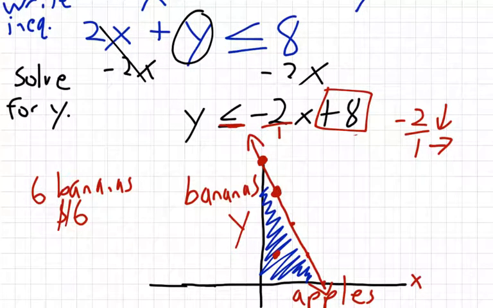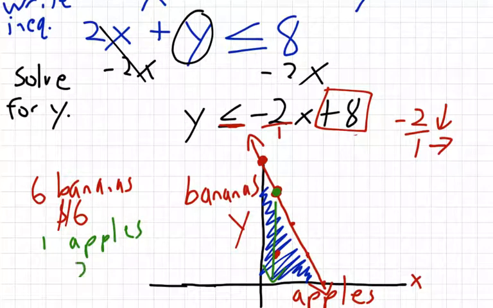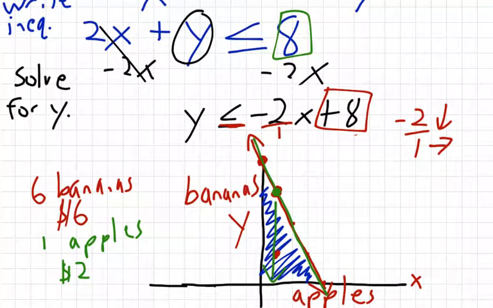And then how many pounds of apples is that right there? We'll look straight down. That's 1 pound of apples. So 1 of apples would be, they're $2 a piece, so that's another $2. 6 plus 2 gives us 8. So everything that's on that line is $8. Everything under it is going to be less than 8.